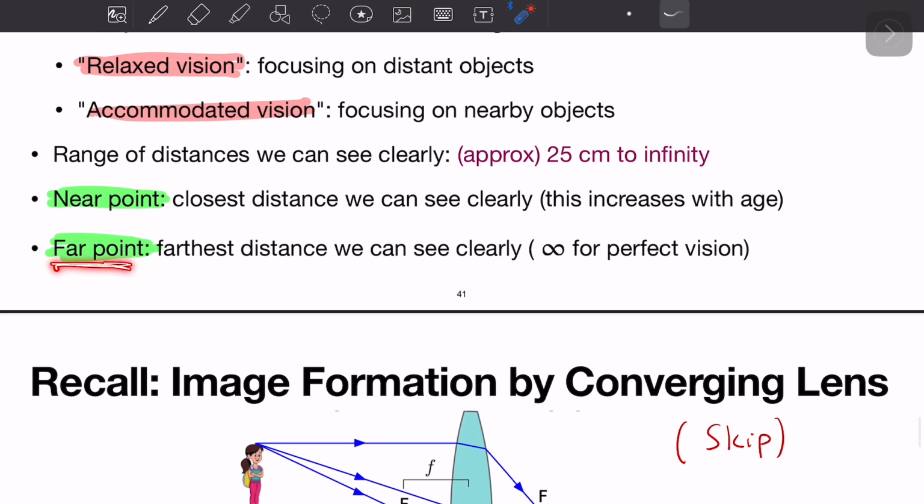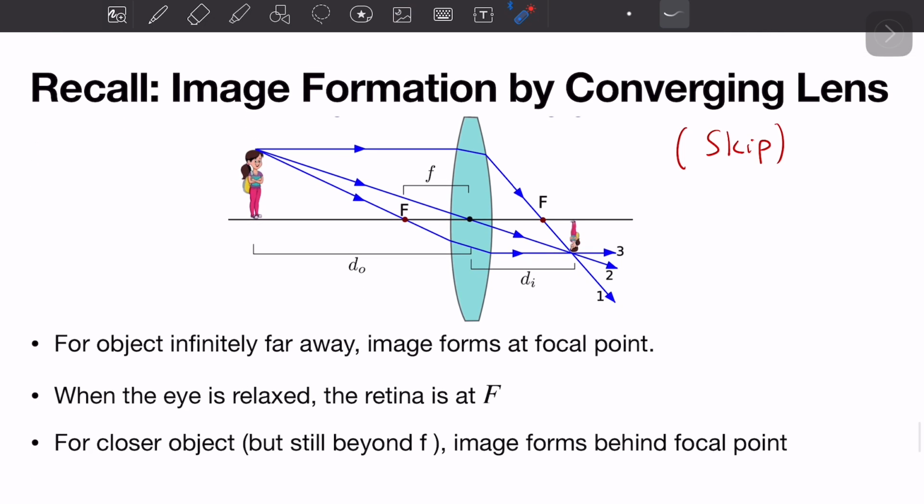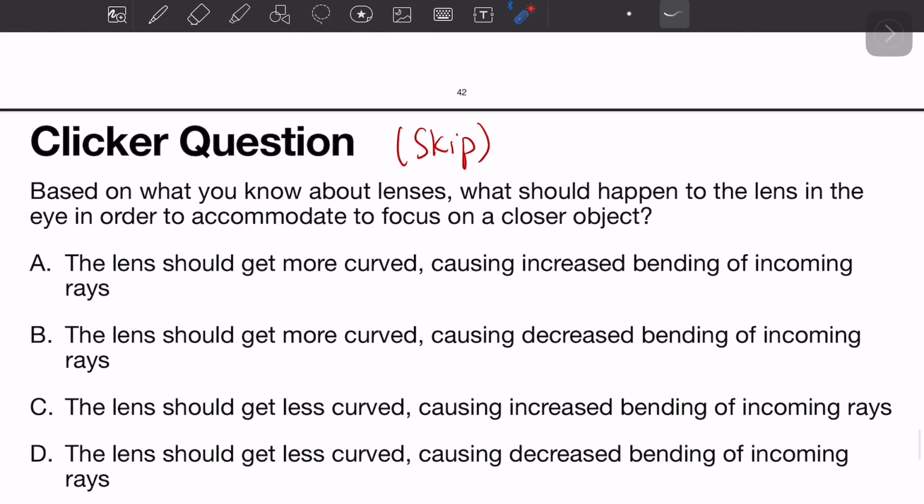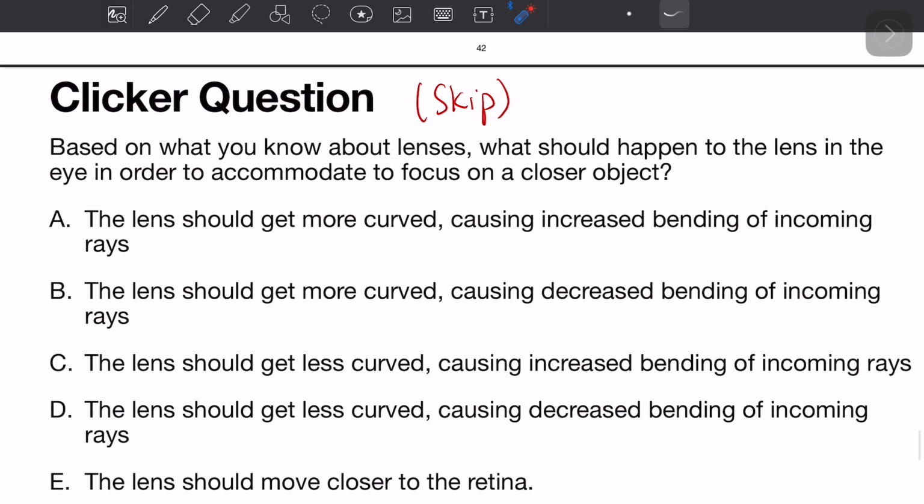And then the far point is the farthest distance we can see clearly. And for someone with perfect 20/20 vision, that is out at infinity. And for people who don't have perfect vision, you can figure out what this far point is, and we'll do some calculations of that. These two slides I'm going to skip, but I encourage you to look at this slide and think about this next clicker question. This is just conceptually getting you to think about the shape of lenses and the focal length.